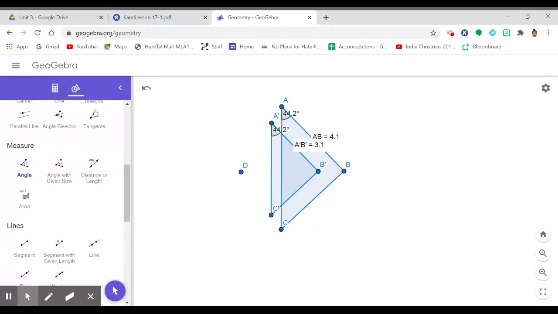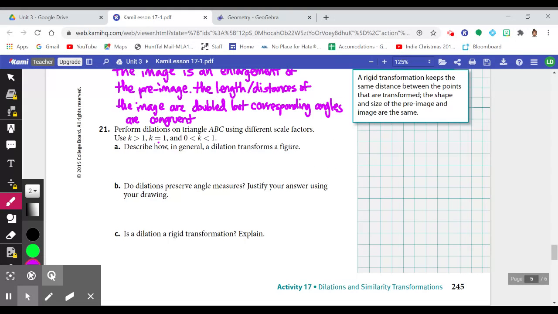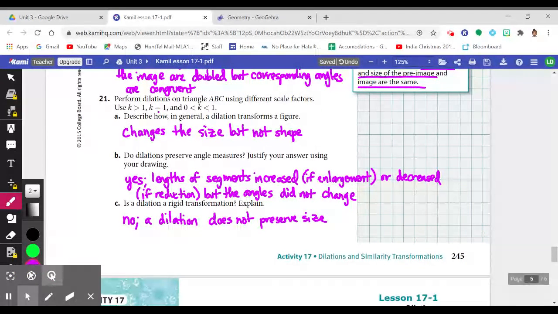They're affecting the lengths of our segments and the distances to the center of dilation, but they're not altering the shape. They're not changing the measures of our angles. So let's go back to item 21 and answer items A through C. So hopefully you took a moment to answer item 21.